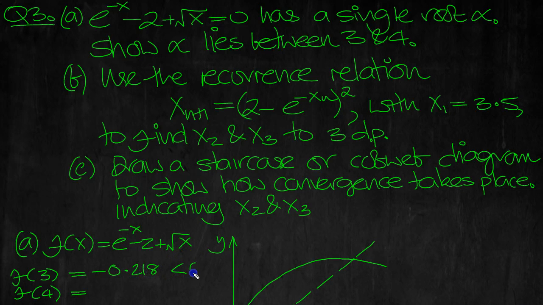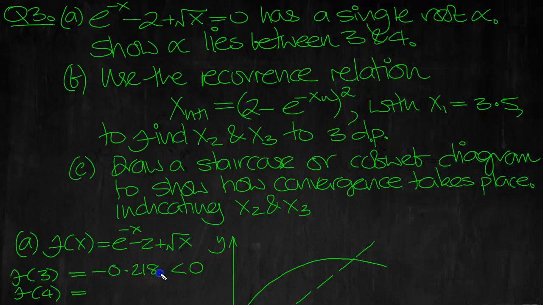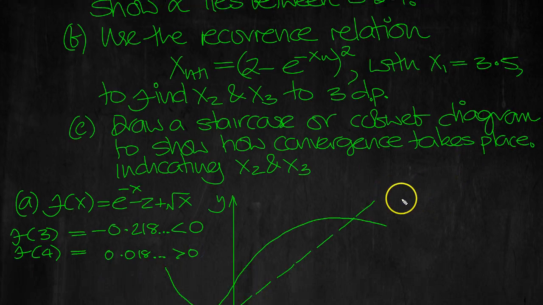which is less than 0, and f of 4. So just toggle back and change the 3 to a 4 in these two slots, and put the 4 in here, and we get 0.018, which is greater than 0. So I'll put the comment over here. A change of sign occurs.